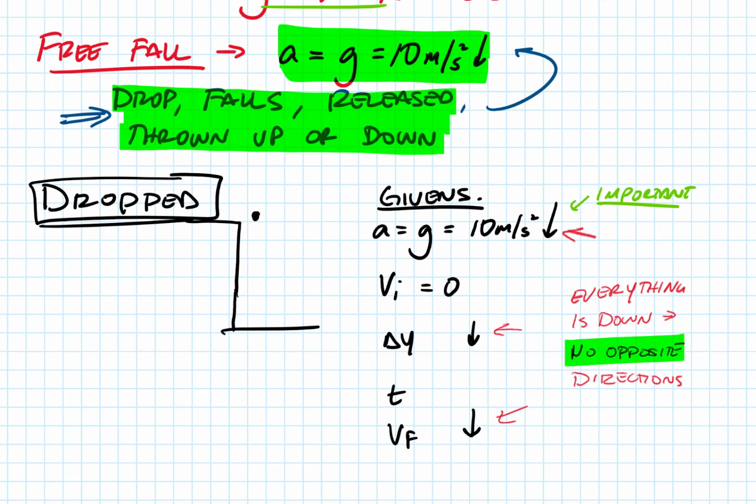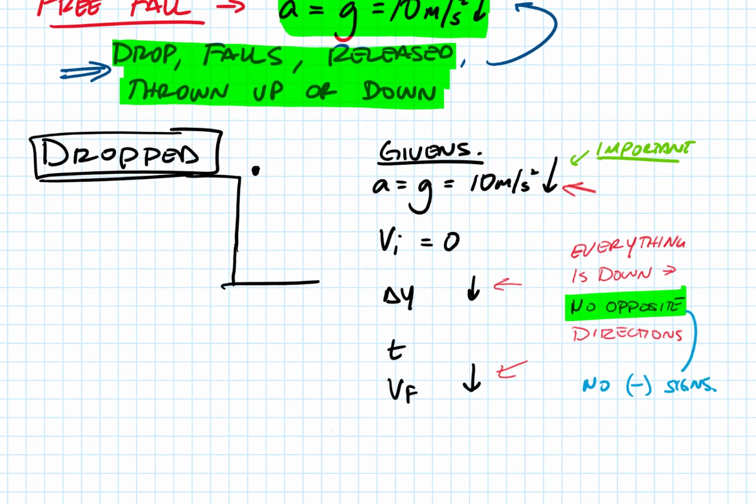If we say no opposites, then what we're going to do is say no negative signs. It's going to make our lives easy. So when we drop an object, everything is down. These are the givens that we have. The acceleration due to gravity is 10 meters per second squared down. The initial velocity is 0. The problem's going to have to give you one more piece of information, and then you can solve for anything you want.